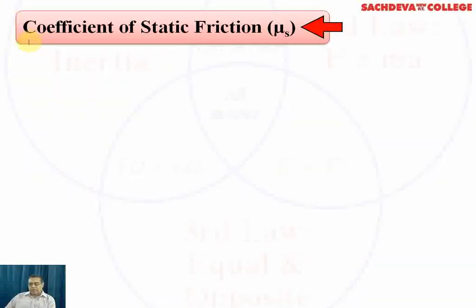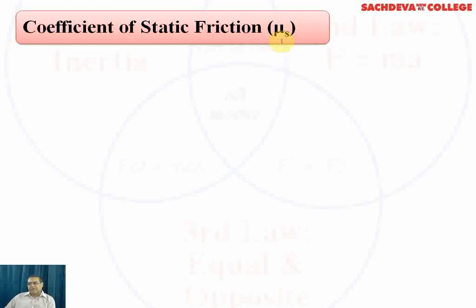Now we come towards the coefficient of static friction. Normally, the coefficient of friction is represented by mu. It is defined as the ratio of force of friction to the normal reaction. Normal reaction is always mg. Force of friction is ma. If m cancels off, we will find that the coefficient of friction is independent of mass.